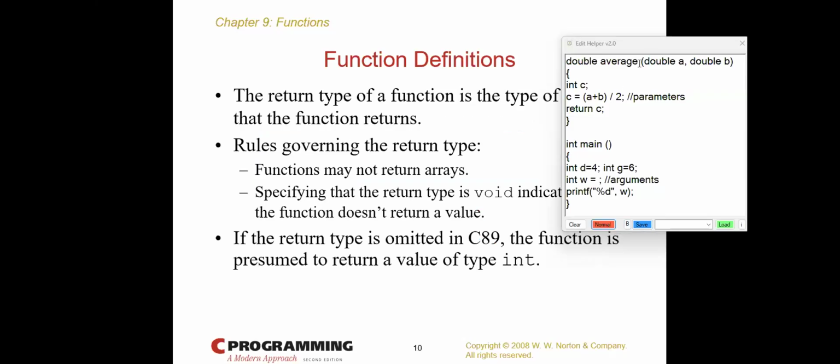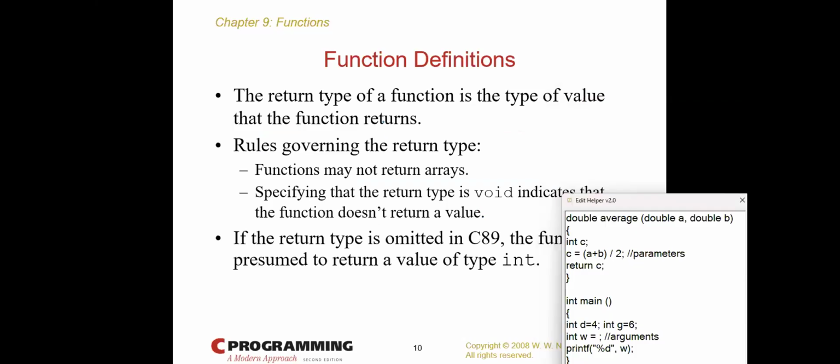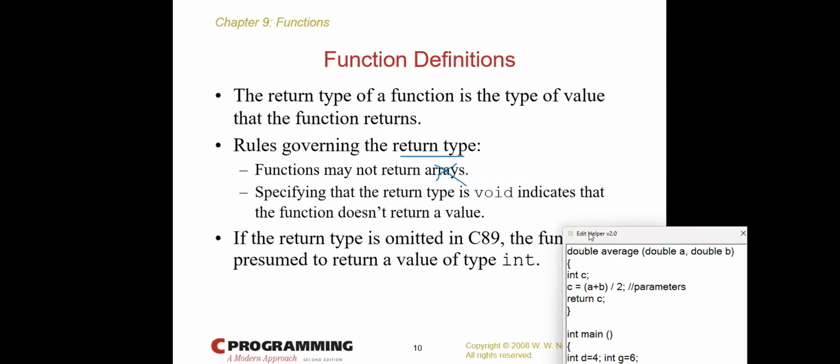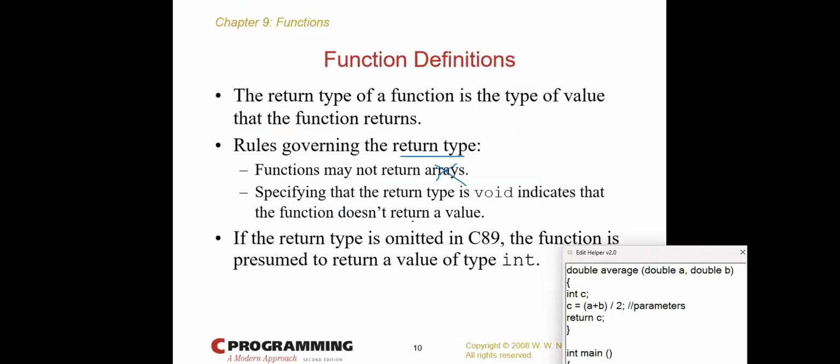So the return type of a function is the type of value that the function sends back to where it is stored. So rules governing return. Number one, it cannot be an array. You cannot return an array. Specifying that the return type is void indicates that the function doesn't return a value. So sometimes you have to write, instead of double, you have to write void. So void here means that whenever this function average completes its execution, it would not return anything. So this line must not exist. This return must not exist.